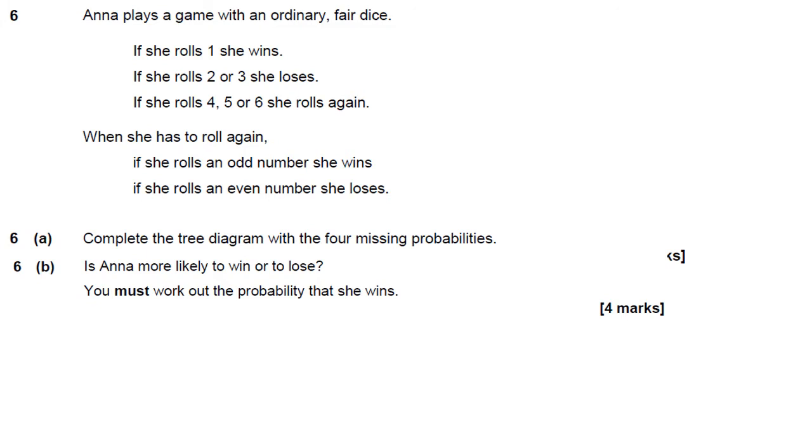And if she does have to roll again, then simply if it's an odd number, she wins. And if it's an even number, she loses. The first question here was to complete a tree diagram. I'm just going to draw it again separately here.